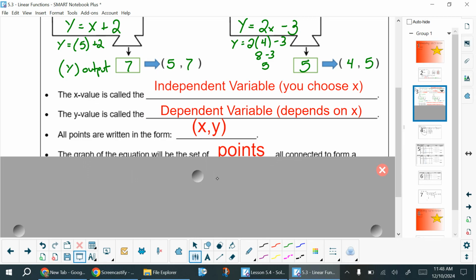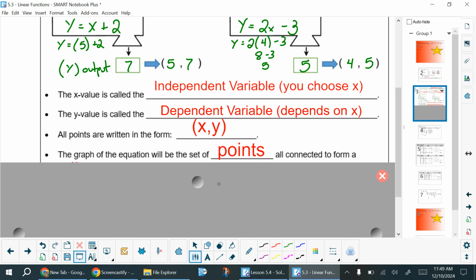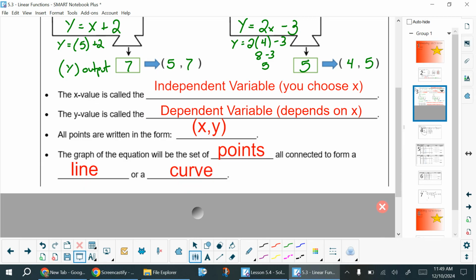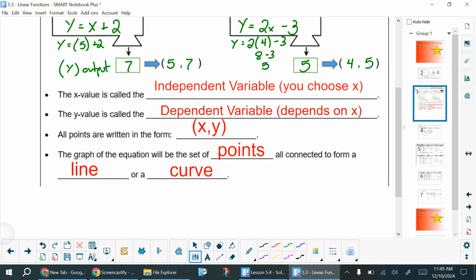All of our points are going to be written in the form of x comma y, and the graph of the equation is just going to be the set of all the points connected to form a line or a curve. And the reason we're connecting our points is because we could really pick any values at all for x and y. We're just having to pick some convenient ones.